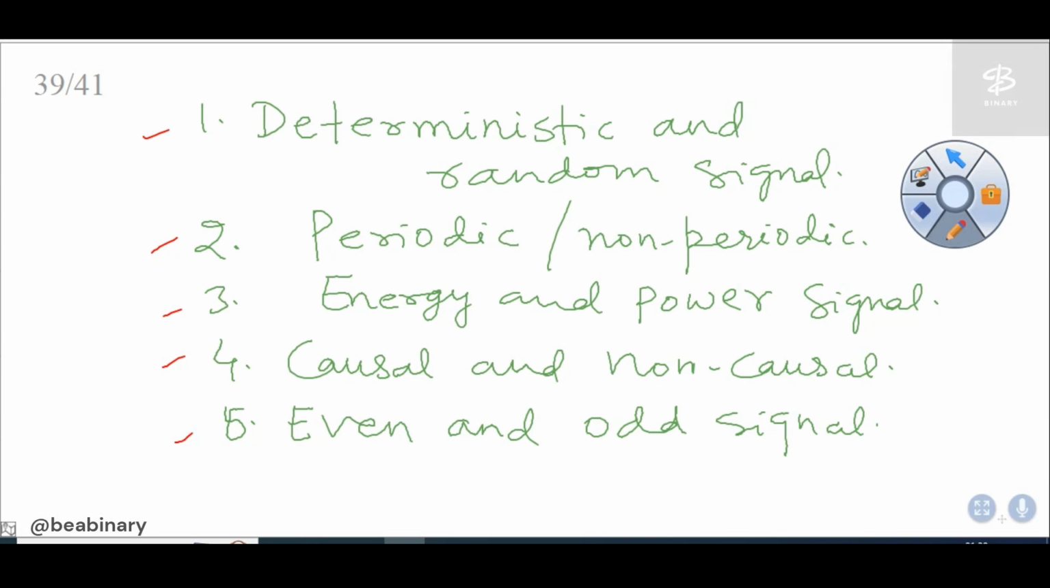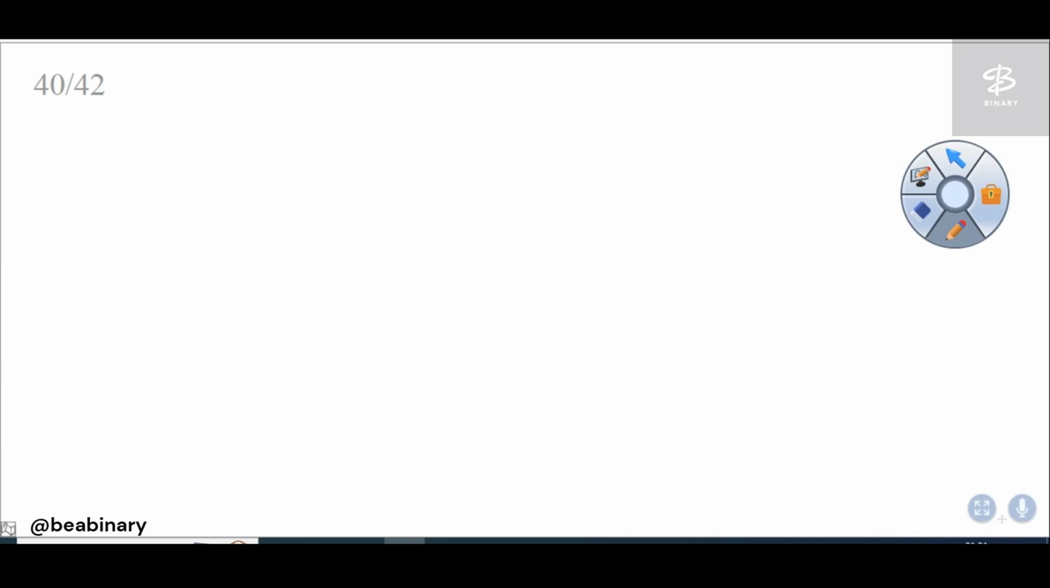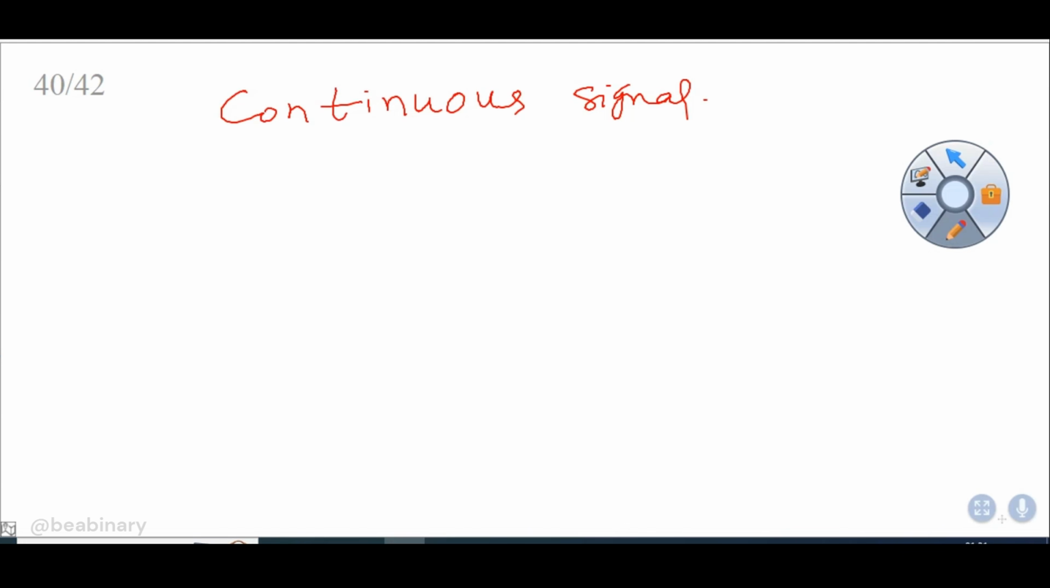Suppose I start with the even signal or odd signal. I am giving some examples to help you understand how a signal can be an even signal or an odd signal. Suppose I have a continuous signal. I don't know whether my signal is even or odd, but I have a continuous signal.